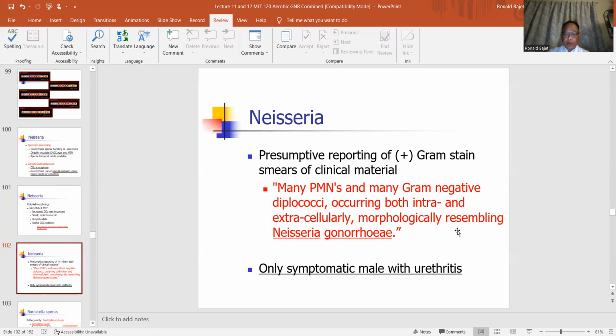Only the male is symptomatic, with urethritis. With Neisseria gonorrhoeae, females are usually asymptomatic.